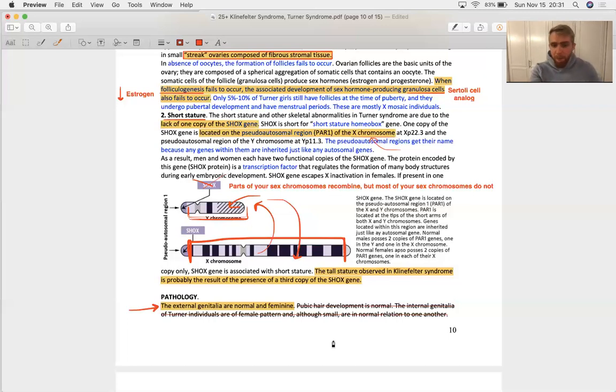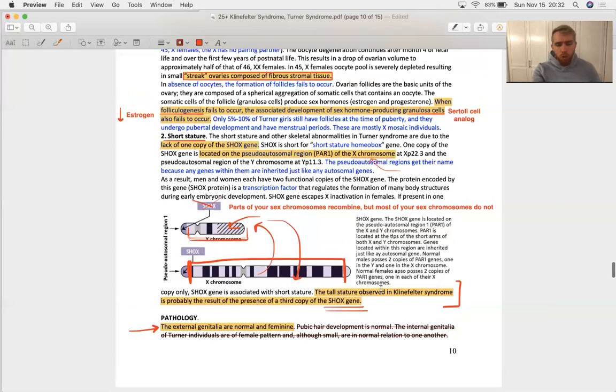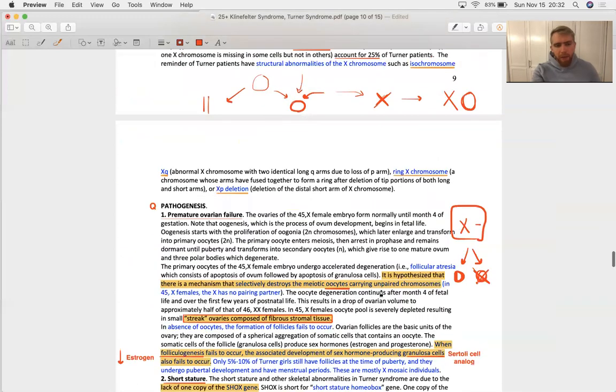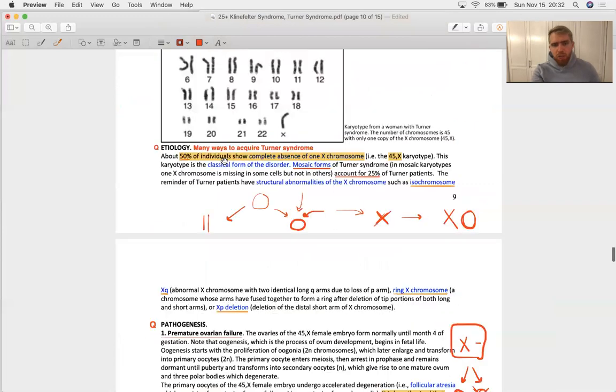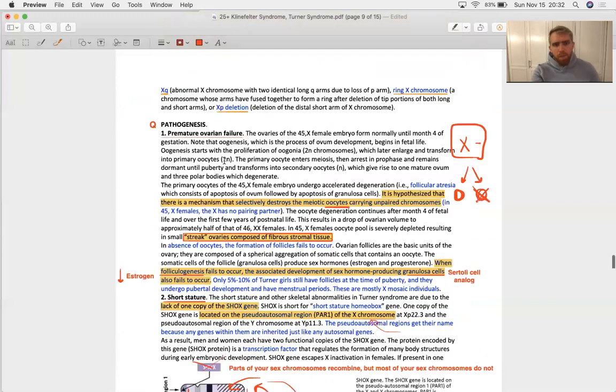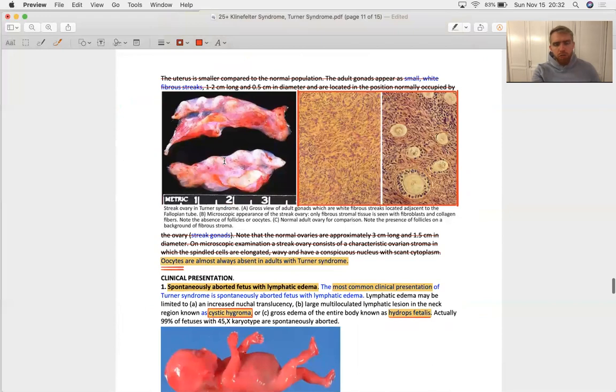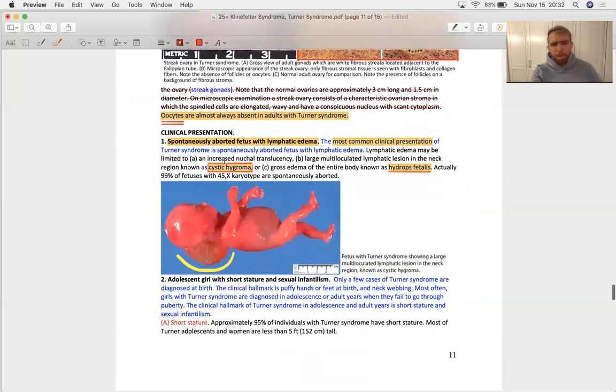I'm sorry. And then, really good part right here, tying it all together. The tall stature observed in Klinefelter is probably the result of a third copy of the SHOX gene. So that should give you a good idea of what it does. It determines height. Now, I can definitely see some sort of question coming out of the pathogenesis section of the Turner syndrome, half of this SDL.